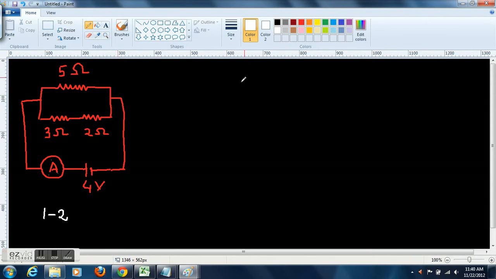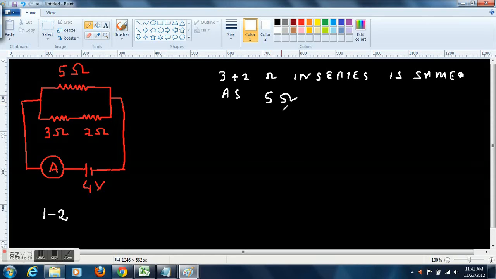Now first of all I have to calculate the total resistance. Now see, in the below there are two resistances, 3 and 2 ohm. They are in series. So equivalent of these two resistances will be 3 plus 2, which is 5 ohm. So 3 plus 2 ohm in series is same as 5 ohm. So now I can say that this circuit has two 5 ohm resistances, because these two become 5 ohm and there is another 5 ohm at the top. So two 5 ohm resistances are in parallel.